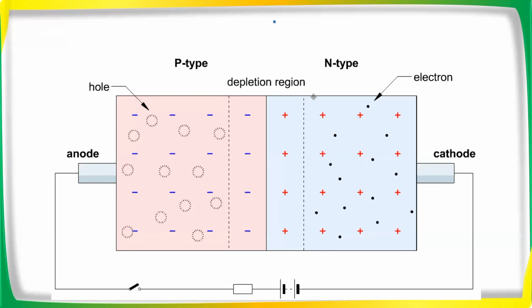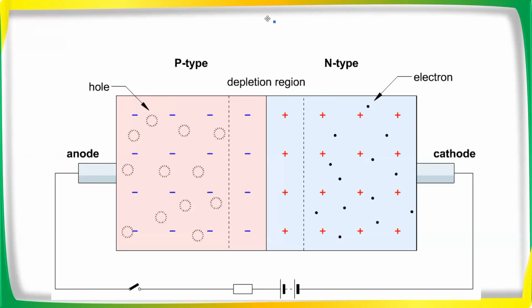Somebody's asking about the N-type. N-type, you form it by doping an intrinsic semiconductor with a pentavalent atom, like phosphorus. Pentavalent has 5 electrons on the outermost shell. You'll have an extra electron.